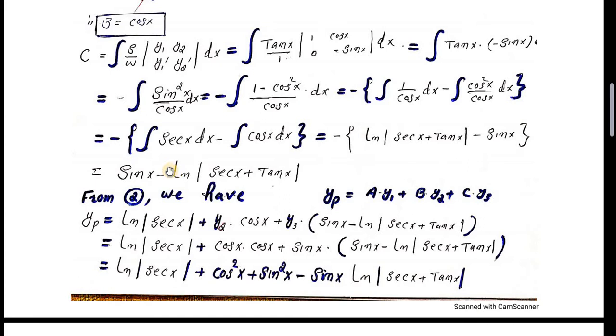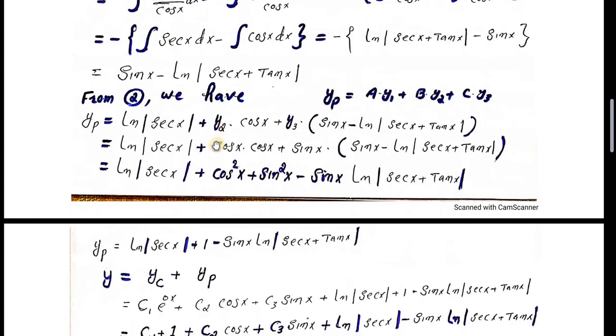Here we found the value of functions a, b and c. Now from 2 we will pick up yp again. Now we will put the values of a, b, c. So the value of a is equal to this one. Similarly the value of b is equal to cos x, and this y2 is as it is. Similarly the value of c is equal to this one, and this y3 is again here. Now we will put y2. This y2 is equal to cos x.